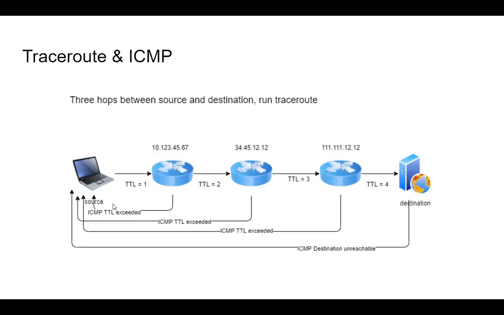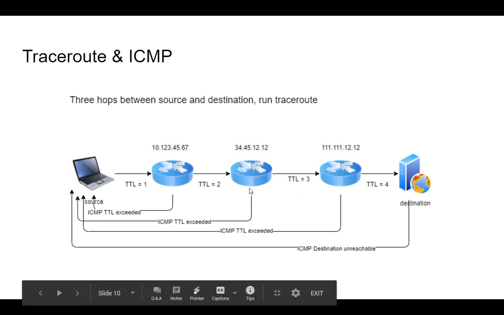So it looks like this. TTL 1 goes to the first router, and it will send back an ICMP reply. Then the packets with TTL 2 will go here, and they'll get TTL exceeded. Then the packets with 3 will go here, and here, and here, and they'll get exceeded. And then finally, the ones with 4 will reach the destination, and you'll get destination unreachable. And that's how we build the traceroute.